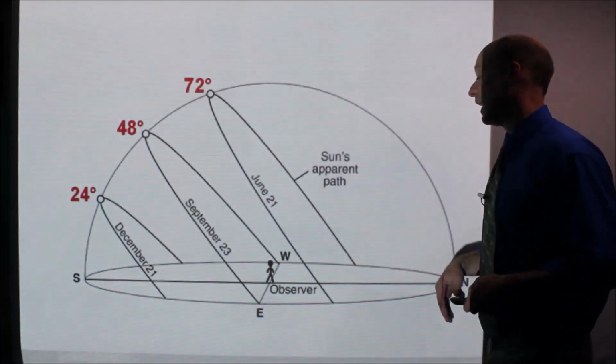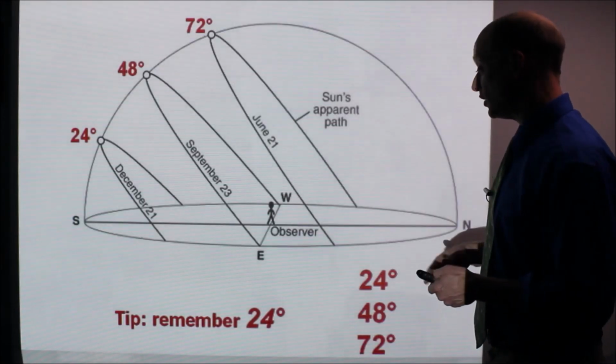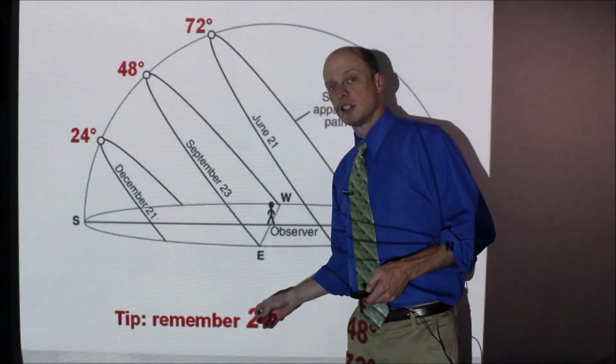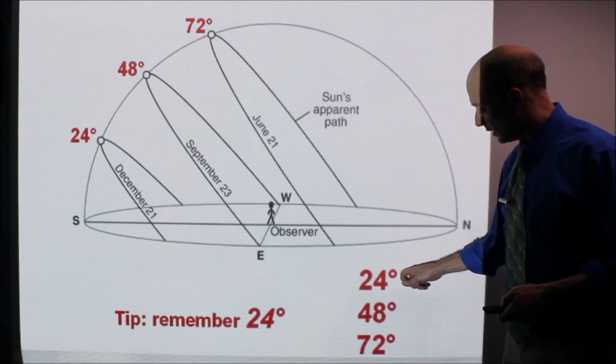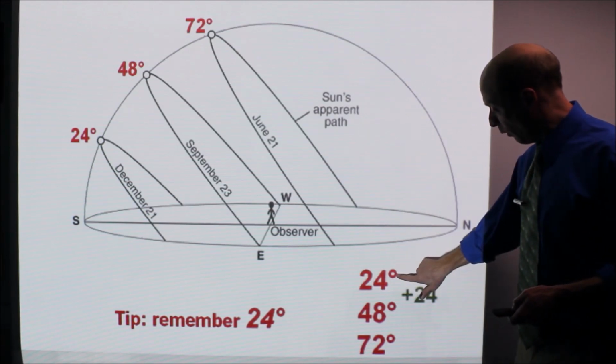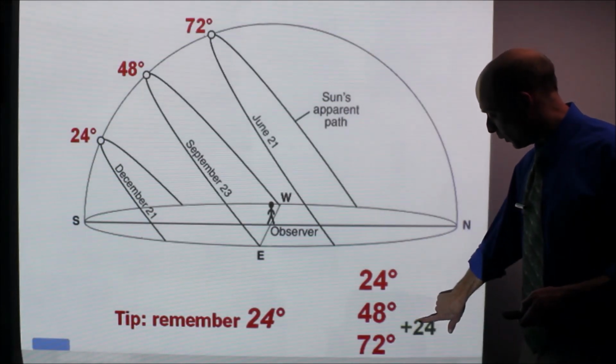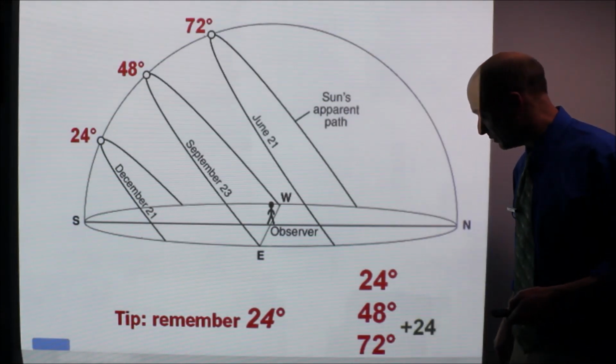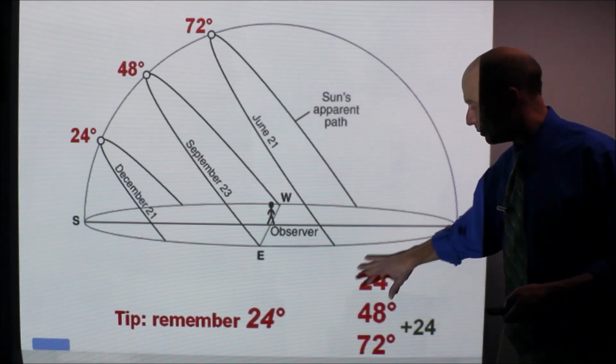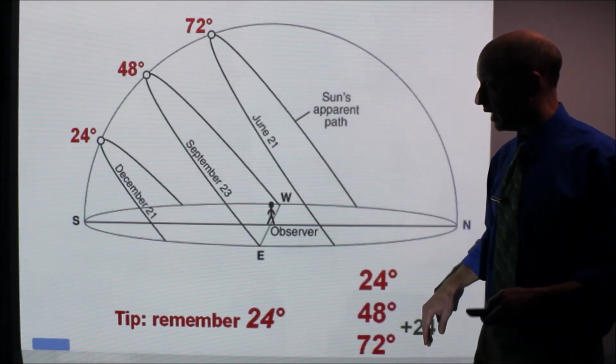Now, how are you going to memorize that? Well, here's the tip. Just remember 24. If you remember 24, check this out. You start with 24, you add 24 to it, you get 48, and you add 24 to that, and you get 72. So that tip I found really helps students.